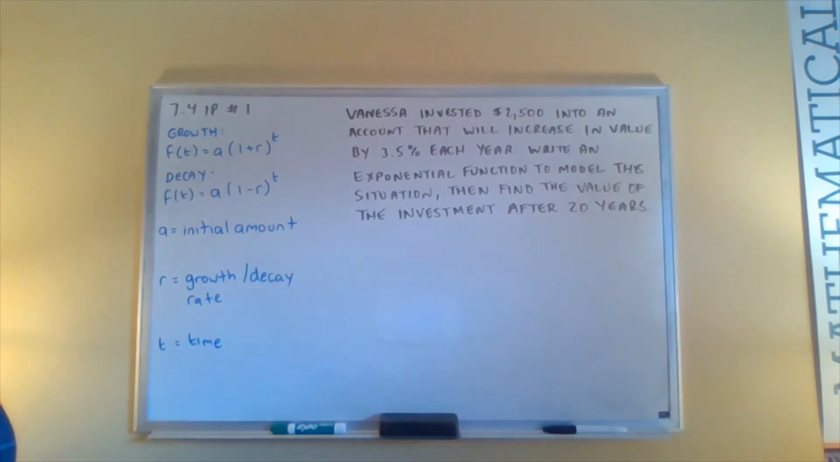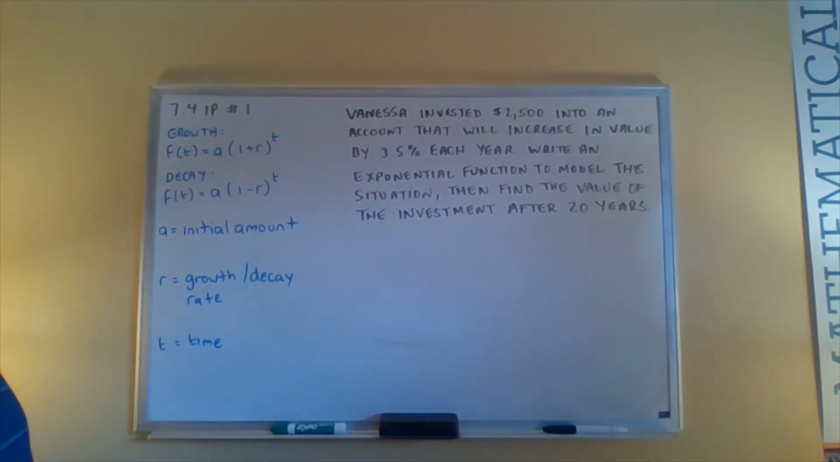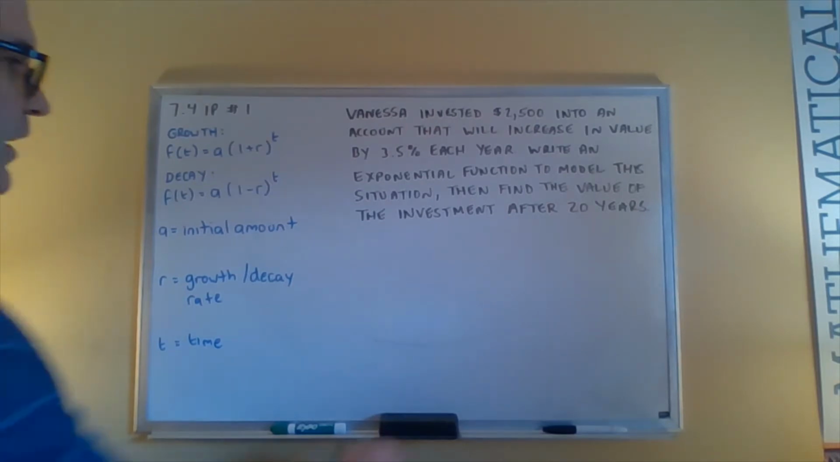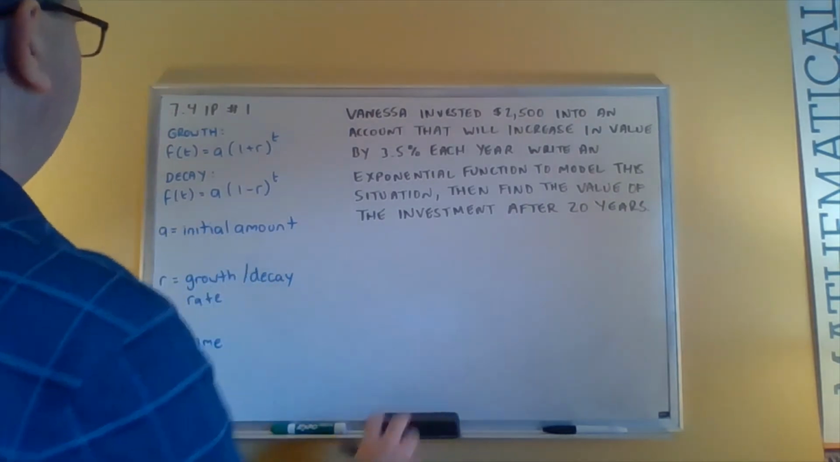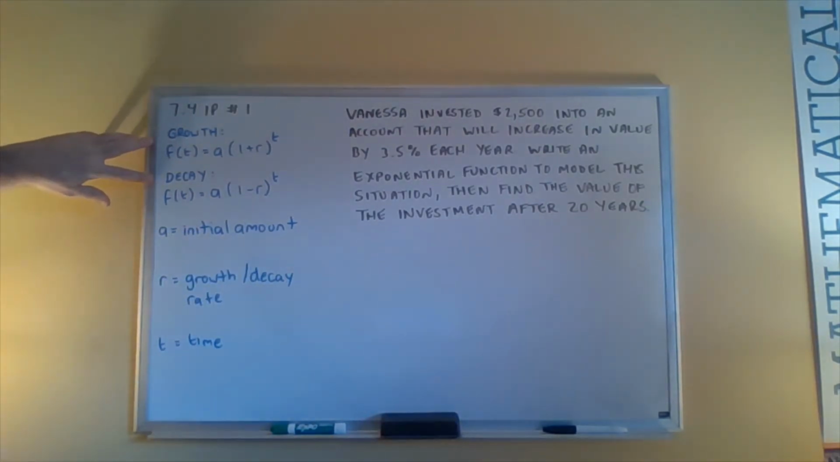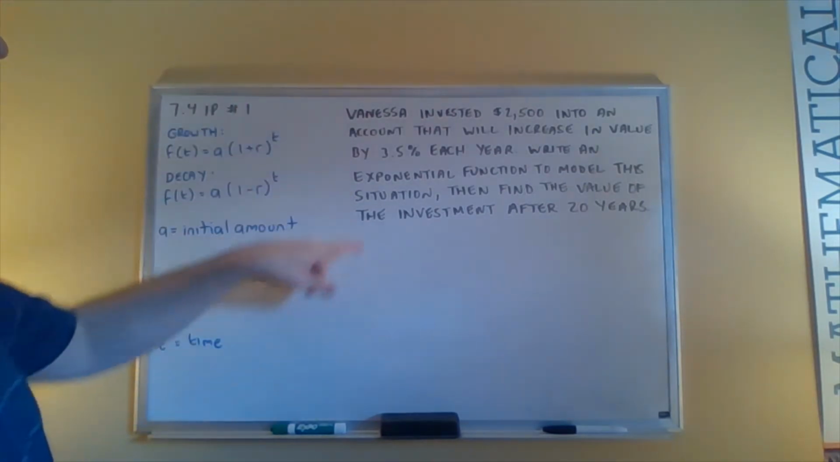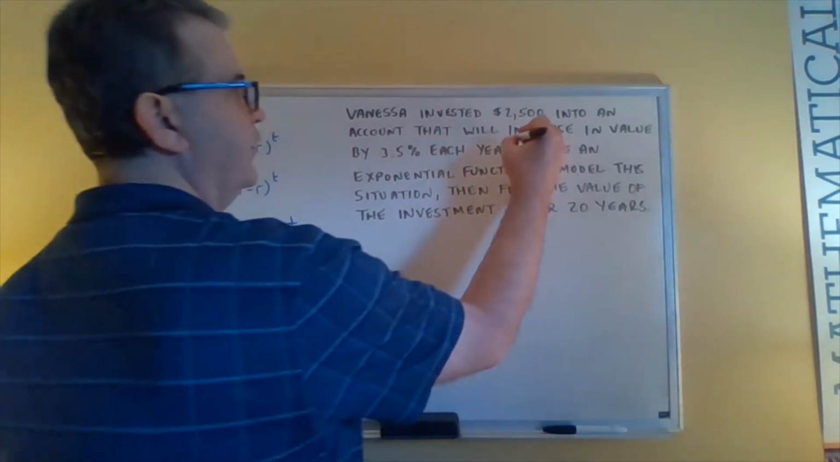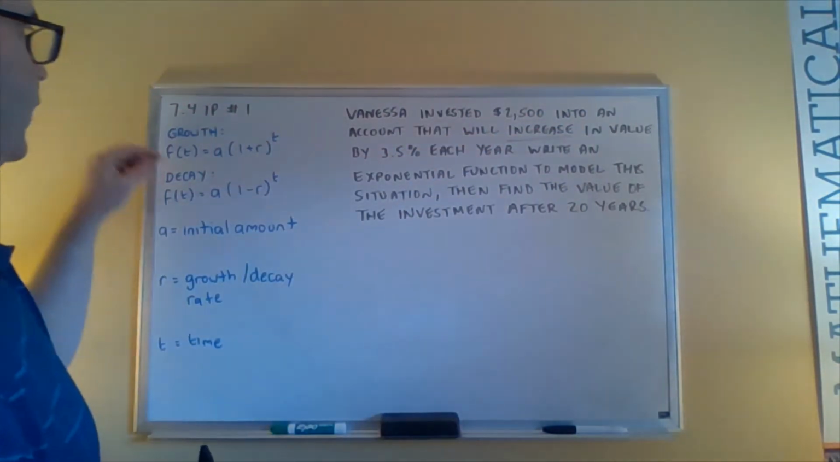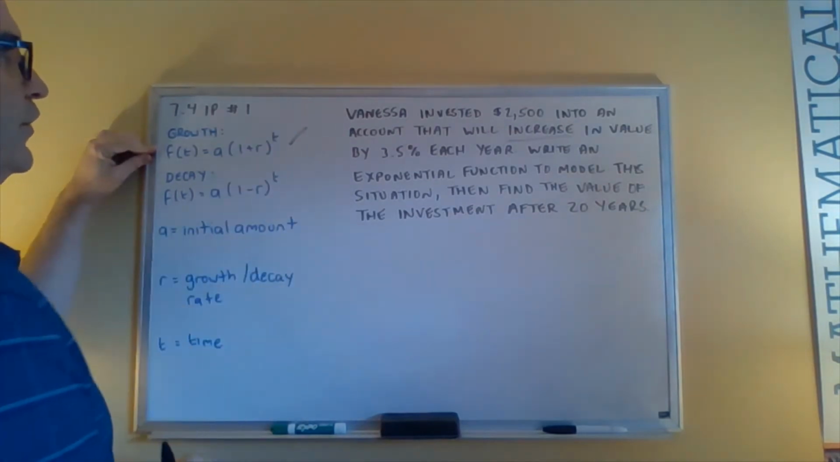Here's question number 1. Vanessa invested $2,500 into an account that will increase in value by 3.5% each year. Write an exponential function to model the situation, then find the value of the investment after 20 years. So I've written the growth and decay functions over here. The first thing we have to decide is which one are we going to use, growth or decay? Is our investment going up? Is it going down? Well, we have this word here, increase, which tells us that we're going to be growing. So we're going to use our growth function right here.